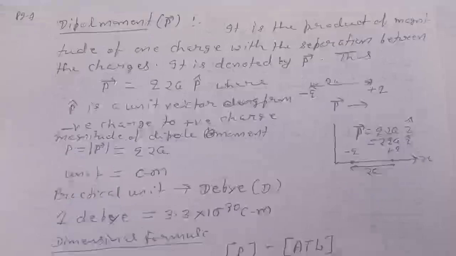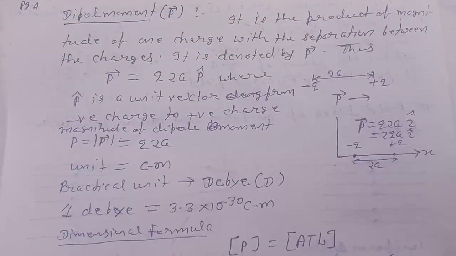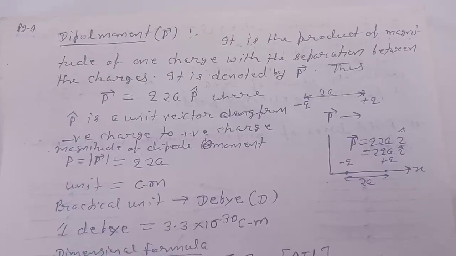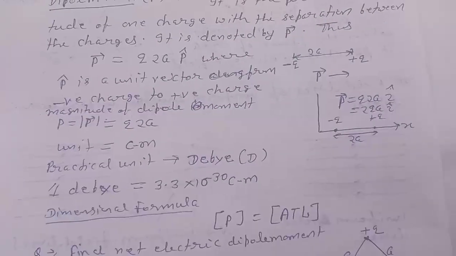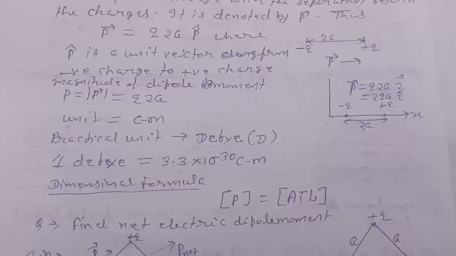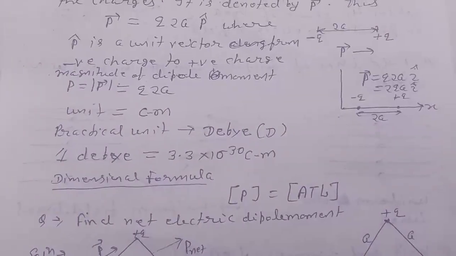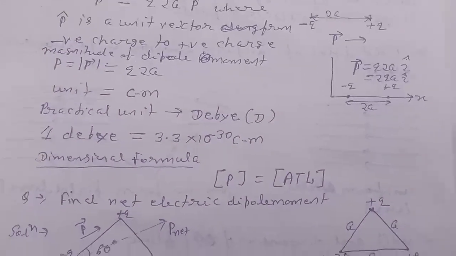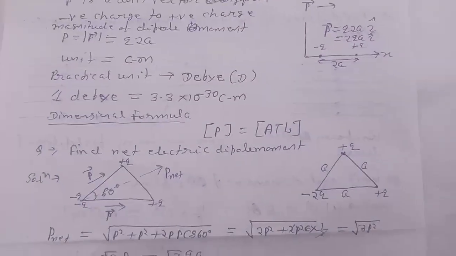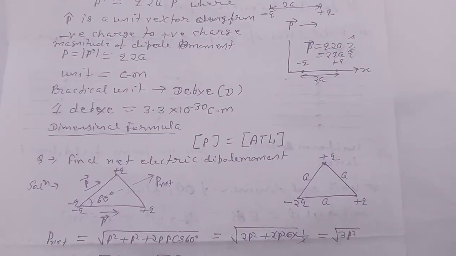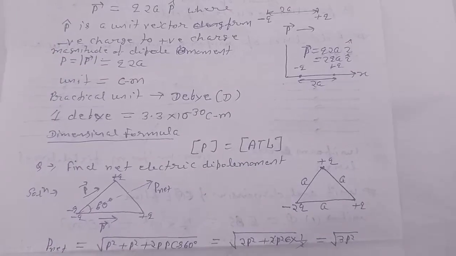Magnitude of dipole moment P equals mod of P vector, Q into 2A. 2A is the distance between two charges. Unit: coulomb meter. Practical unit: debye. 1 debye equals 3.3 into 10 to the power minus 30 coulomb meter. Dimensional formula: dimension of P equals dimension ATL.